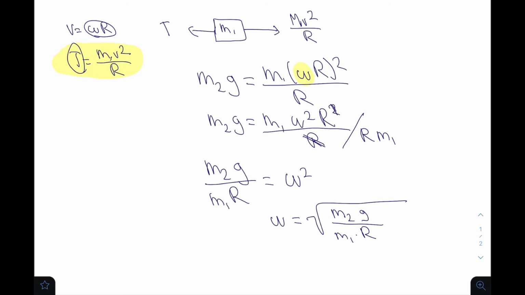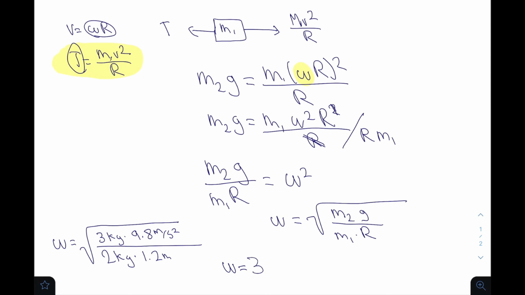And now all we have to do is simply plug in. Angular velocity is equal to the square root of 3 kilograms times 9.8 meters per second squared over 2 kilograms times 1.2 meters. Solving for all that, we will get an angular velocity of 3.5 radians per second.